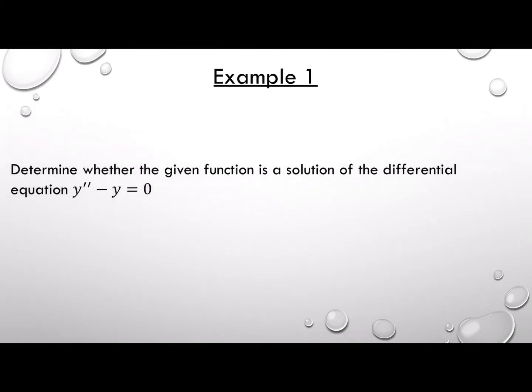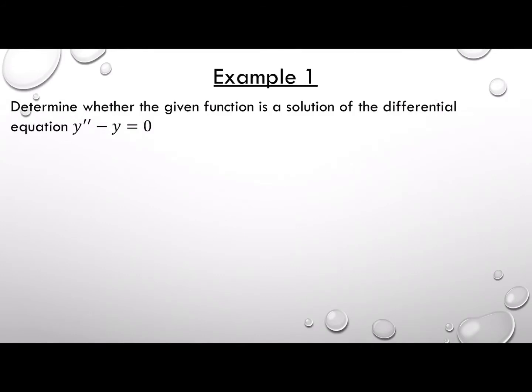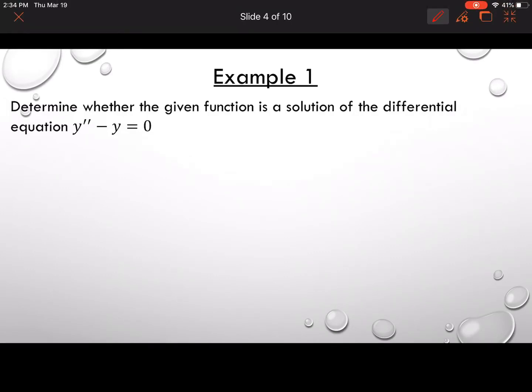Let's get to the first type of problem that you can see, and the first differential equation for this lesson. Determine whether the given function is a solution of the differential equation y double prime minus y is equal to 0. So this right here is a differential equation. Why? Because of this y double prime term. Remember, y double prime is just the second derivative of y. Since that term is there, that makes this equation a differential equation. We're asked to determine whether each of these three given functions is a solution to this differential equation. So what does that mean?